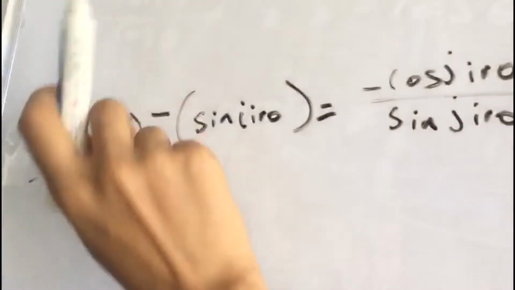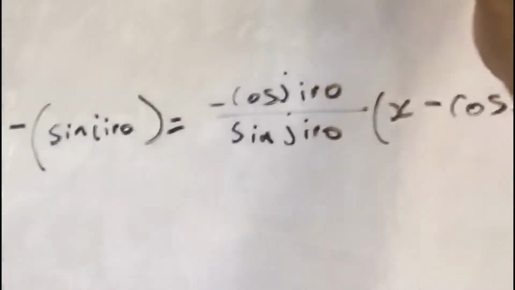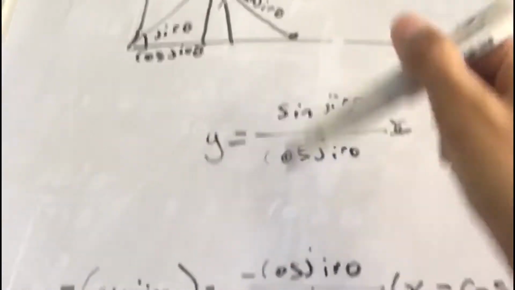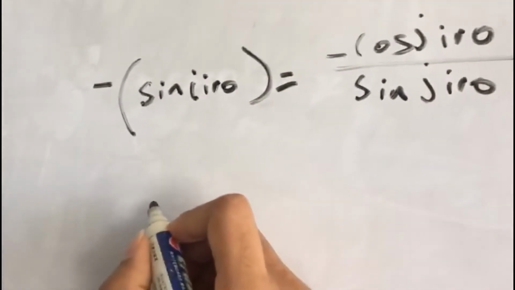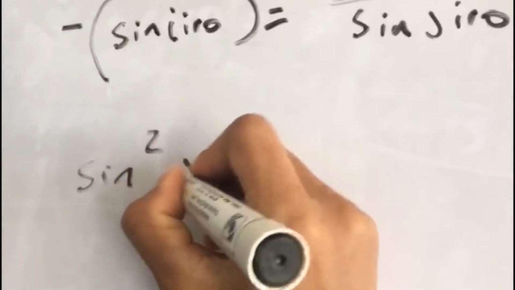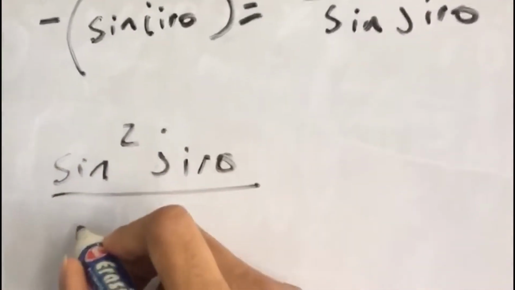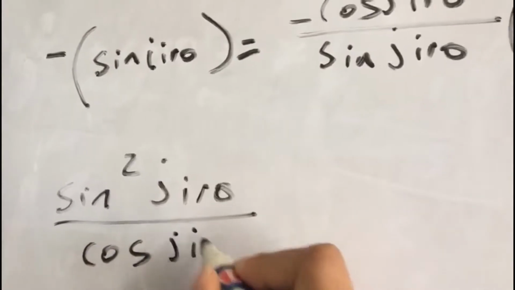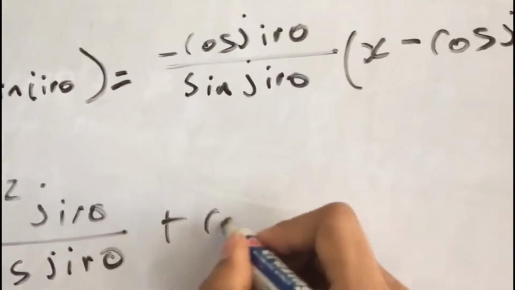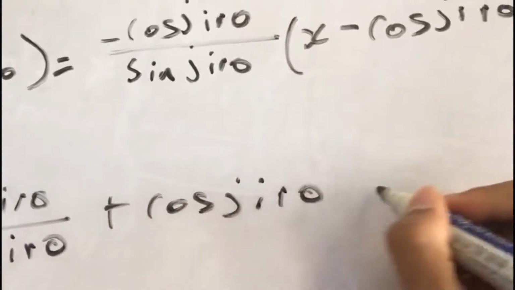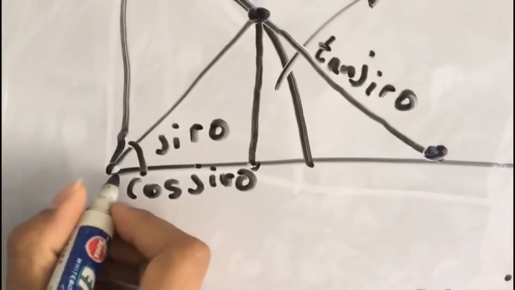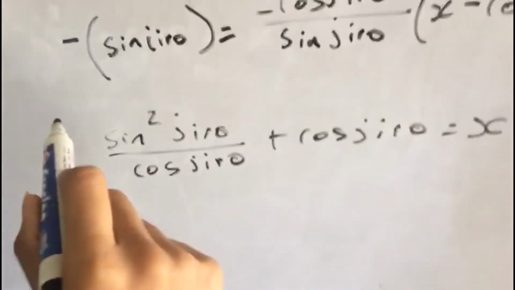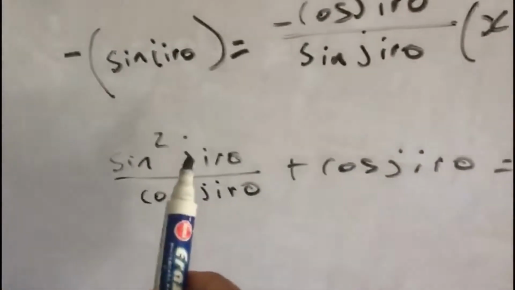What we can do is set y equal to 0, because the point where it intersects the x-axis is where y equals 0. So then we can simplify this to find the x-coordinate where it intercepts the x-axis. If we take this to the other side, it should be sin squared Jiro over cos Jiro plus cos Jiro is equal to x, and that means this whole line from the origin to the x-intercept is literally just equal to this, depending on what Jiro is.